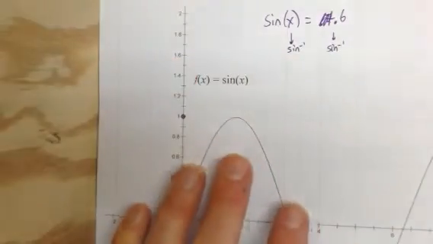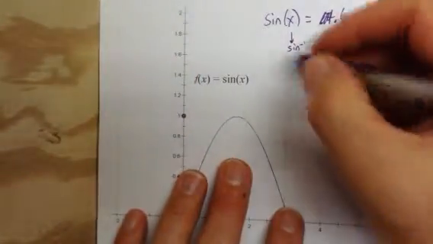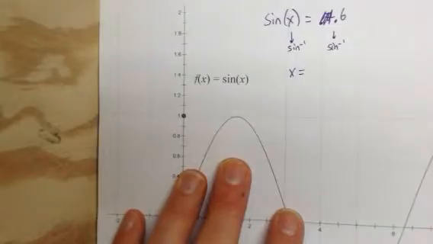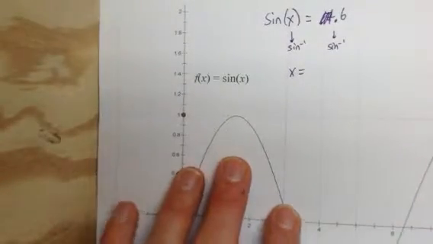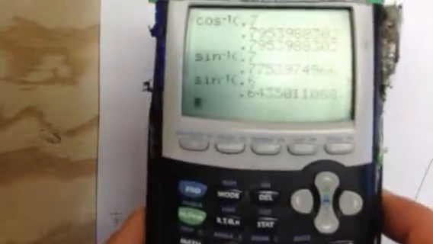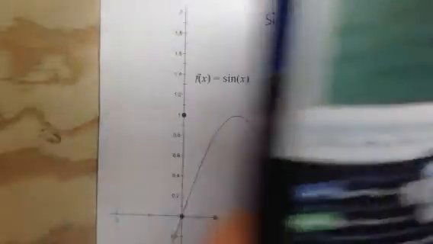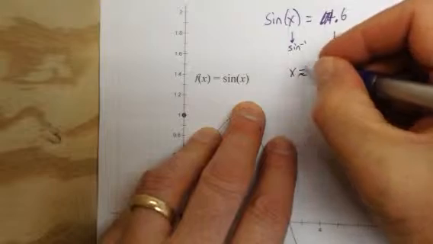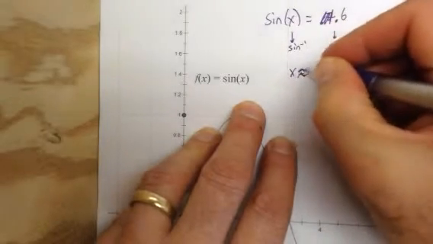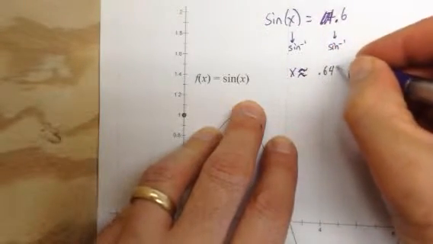We'll talk more about what that means and why it works in class, but we're going to get from our calculator whatever the inverse sine of 0.6 is. Inverse sine of 0.6 is 0.643. So x is approximately 0.643.